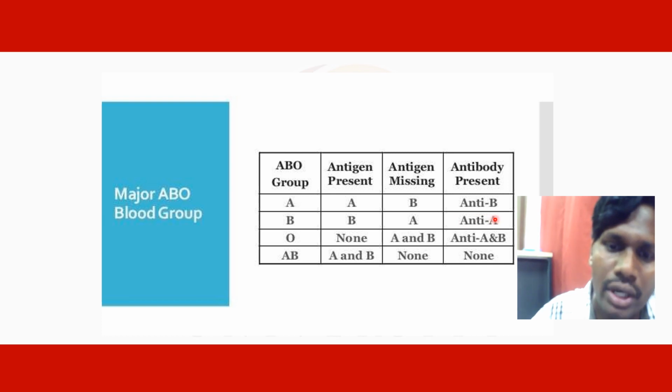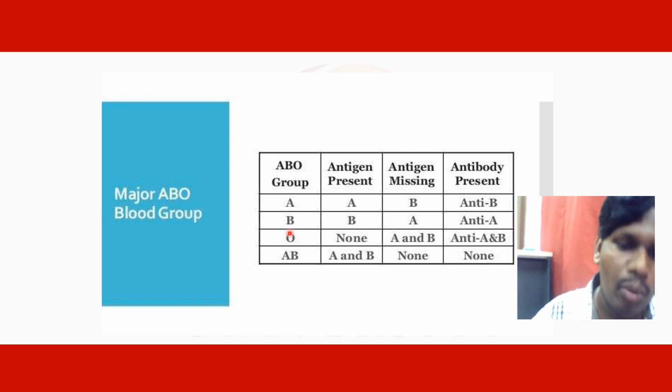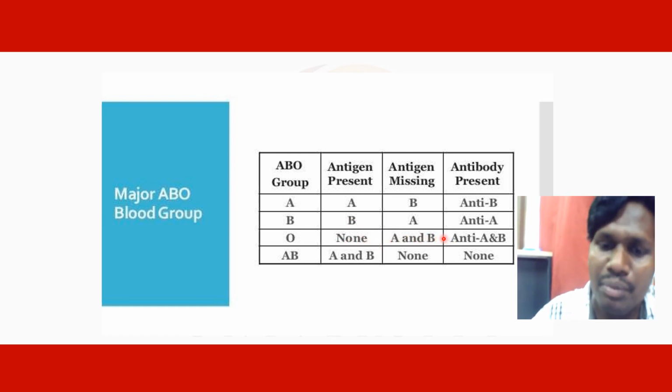So antibody A is present in the B blood group. You have to think about it in reverse. When you come to the O blood group, no antigen is present here. What type of antigens are missing? A and B antigens are missing. And what type of antibodies are present? Because there are no antigens here, the antibodies will be present in the patient's plasma, that is, anti-A and anti-B.